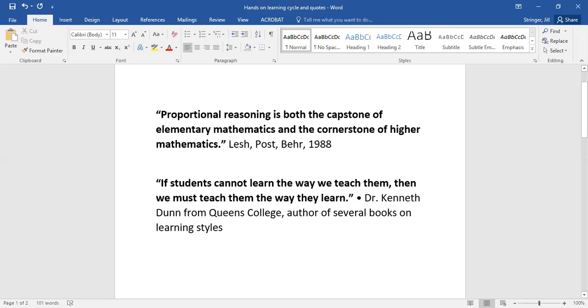Another quote: if students cannot learn the way we teach them, then we must teach them the way they learn. So when I first started teaching, I'd bring candy in. I thought, oh, this is cool, they're going to love this. They still didn't get it. They weren't all that excited about it. Some people couldn't eat candy, and then others ate it, but they didn't see what the purpose of it was.